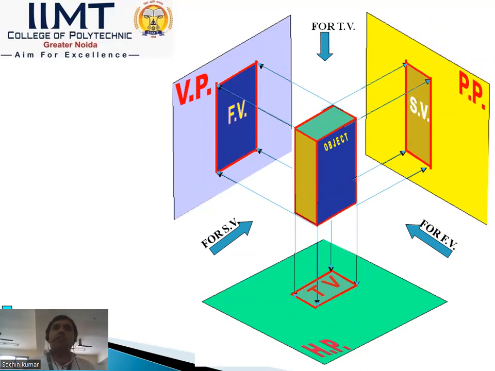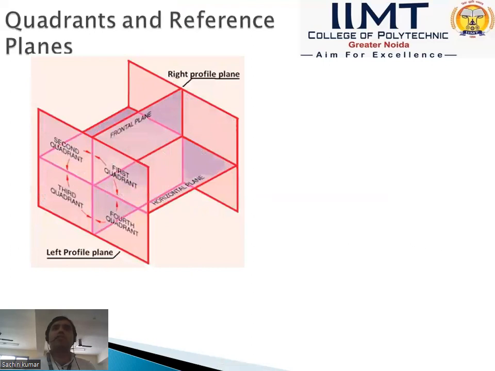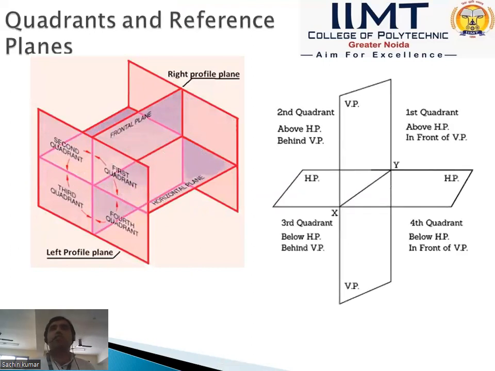First, an introduction to the basics of the quadrant system. What is a quadrant in engineering drawing? If any object lies in the first quadrant, the object lies above the HP and in front of the VP. In the second quadrant, it is above the HP and behind the VP. If any object lies in the third quadrant, it is below the HP and behind the VP. And if the object lies in the fourth quadrant, it is below the HP and in front of the VP.